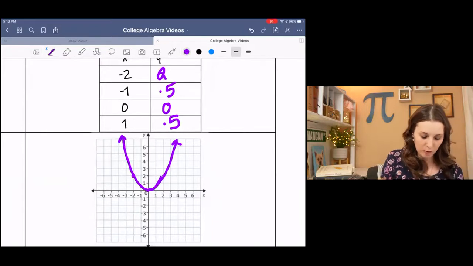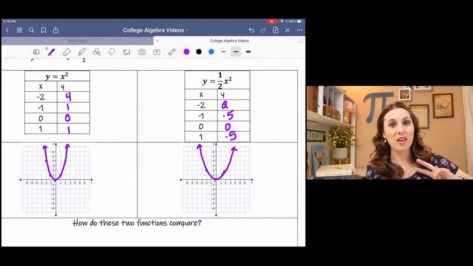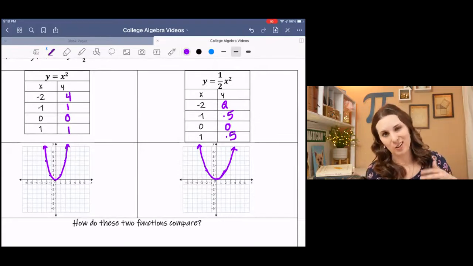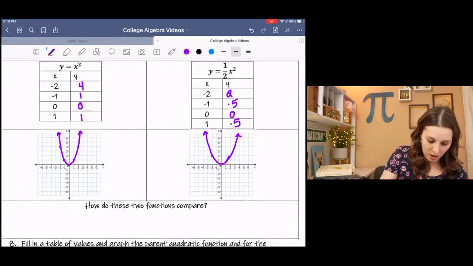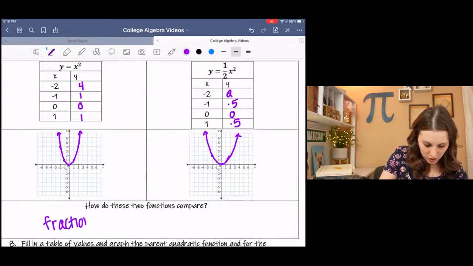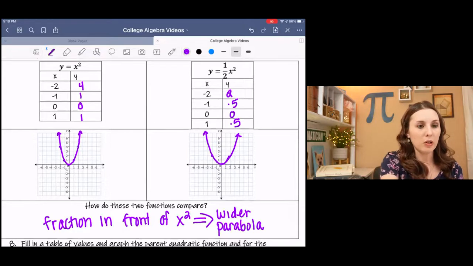and then compare the two functions, my hypothesis was, or what you might have been thinking, I was thinking maybe it's going to be smaller, but it actually ended up being wider. So the fraction in front of x squared yielded a wider parabola. That is the name for the graph of a U-shaped function.